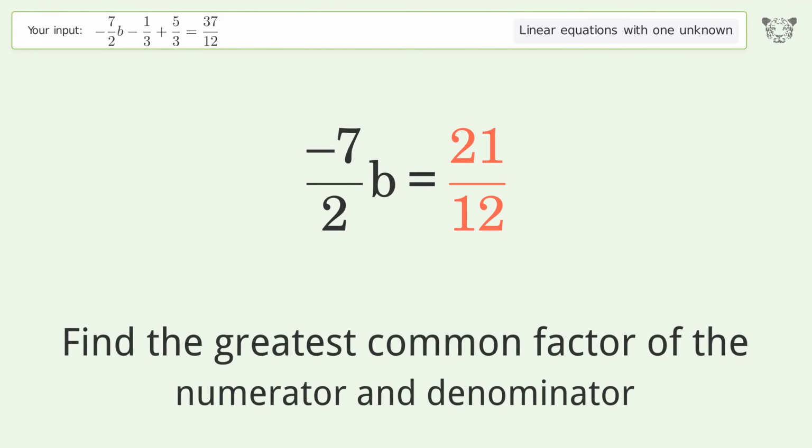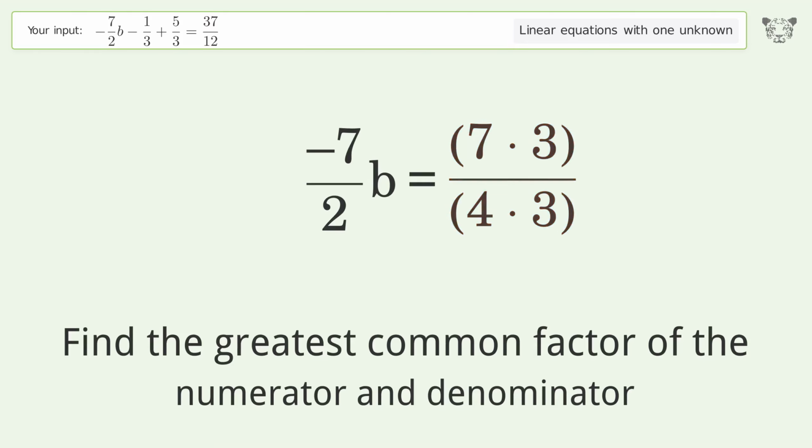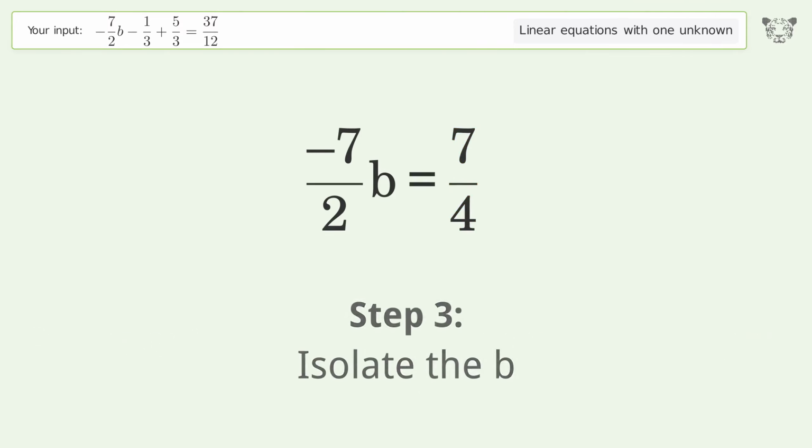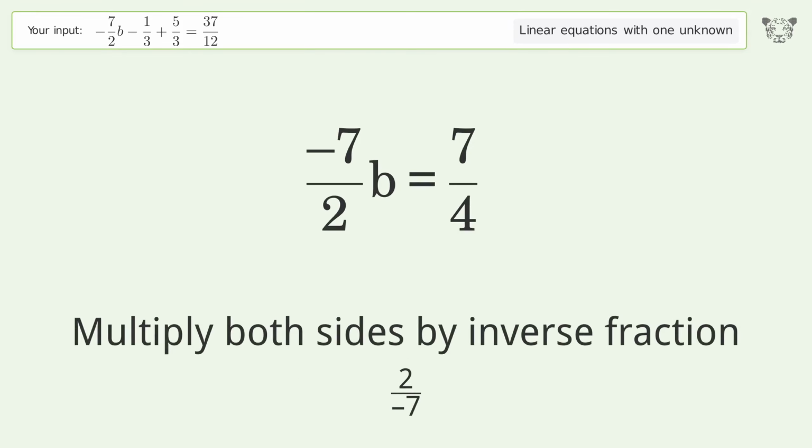Find the greatest common factor of the numerator and denominator. Factor out and cancel the greatest common factor. Isolate the b. Multiply both sides by inverse fraction 2/7.